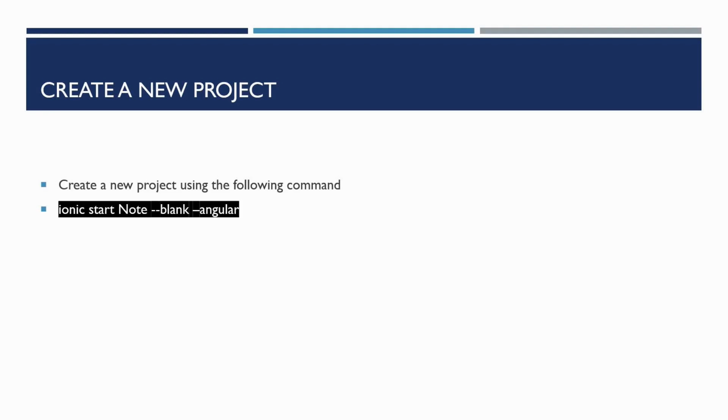So next one is the type of the project. If I want to create a React project, I simply give --type=react, or else if I want to create an Angular project, I simply give --type=angular. My project is in Angular, so I just gave the Angular one.